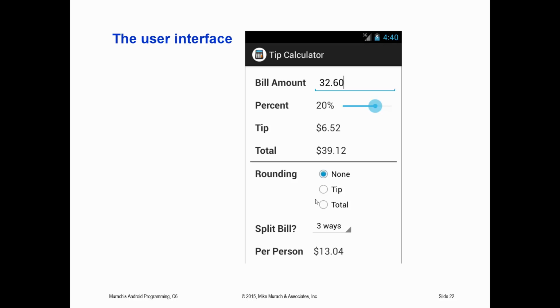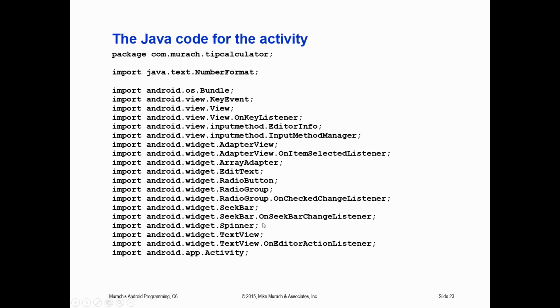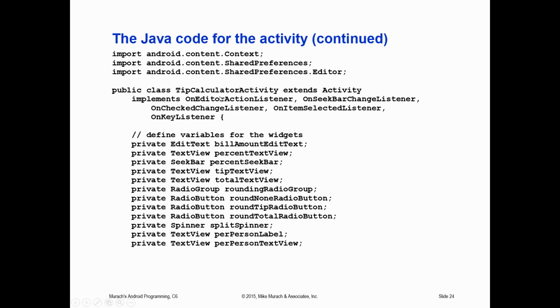Now, on pages 187, 188, 189, and 191, 192, and 193, they show you the Java code for what the author calls the new and improved tip calculator. Let's just talk a little bit about what's new. The first thing you're going to notice is there's a lot more import statements because there are new widgets that you're using. In addition, notice we're now importing 1, 2, 3, 4, 5 different listeners.